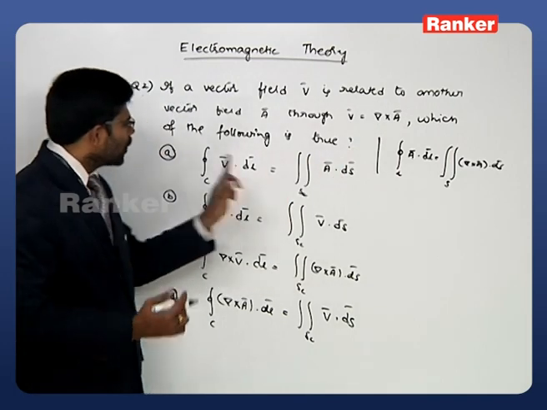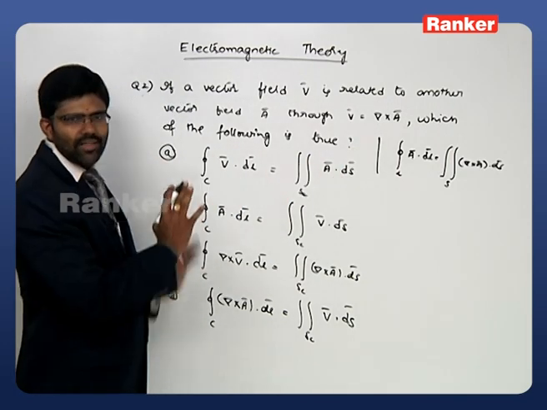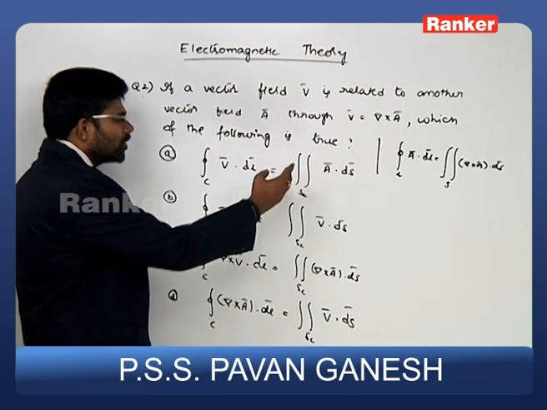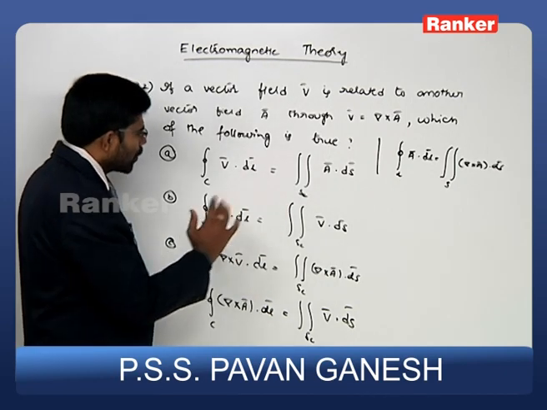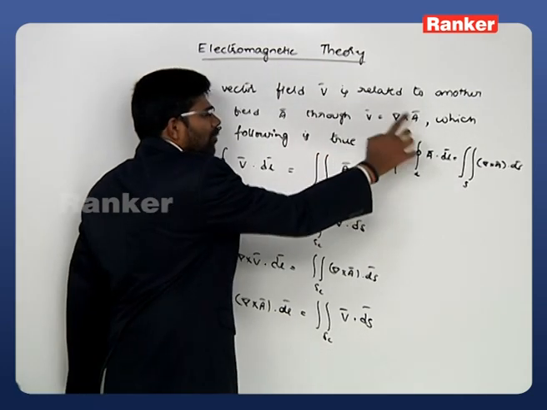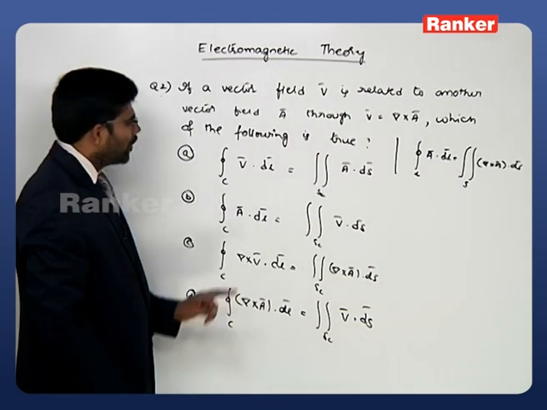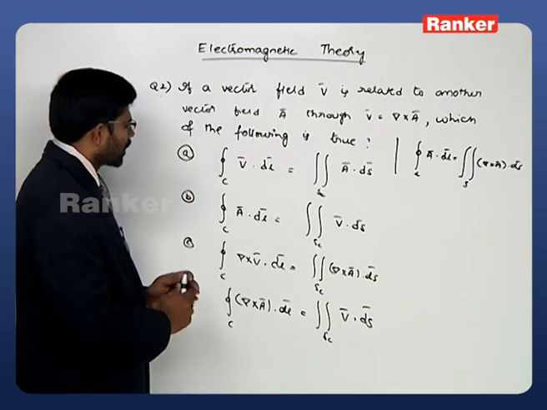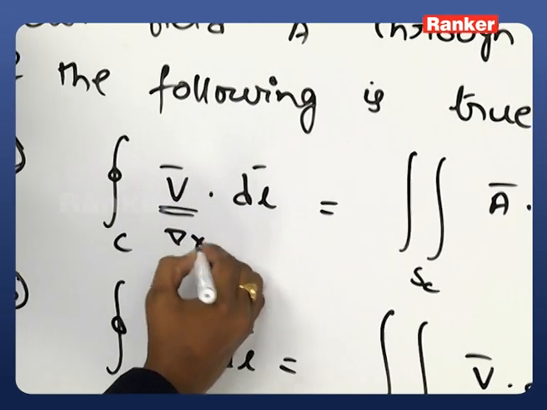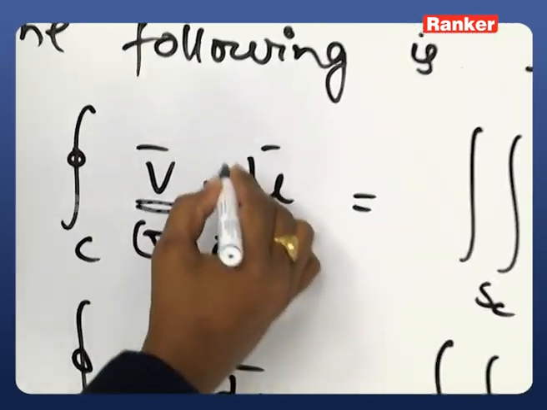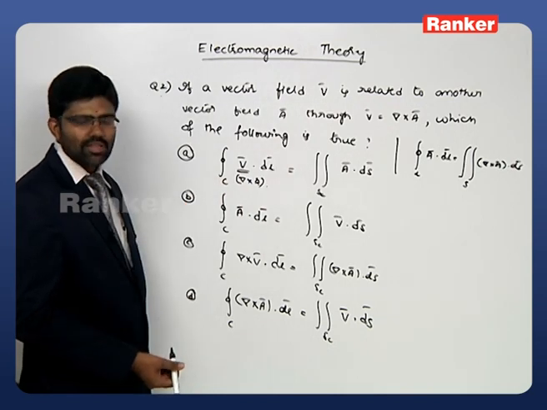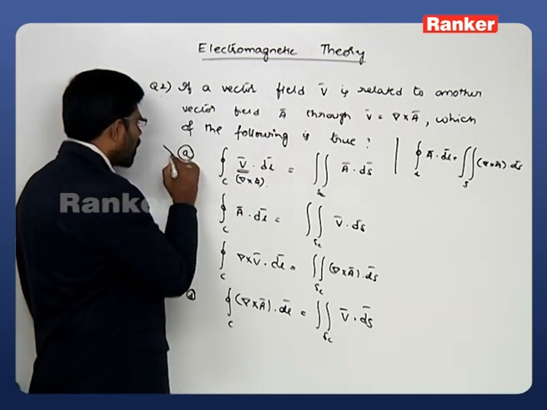So here what you have to do is relate V bar and A bar. Whenever we have that V bar and A bar relation, then obviously we can choose the correct answer. So replace V bar with del cross A bar. If you replace this V bar with del cross A bar, then this is the equation we get on the left hand side, but it is not the same as our Stokes theorem. So option A is wrong.